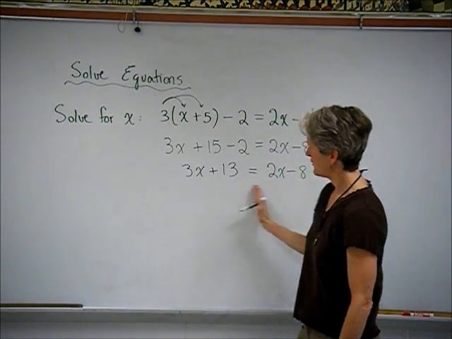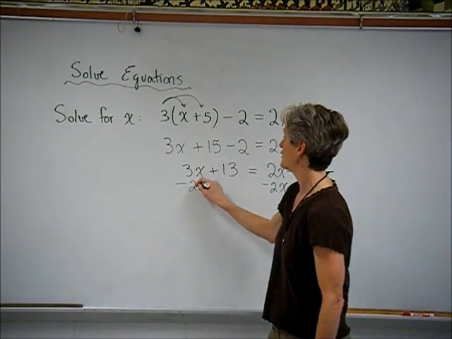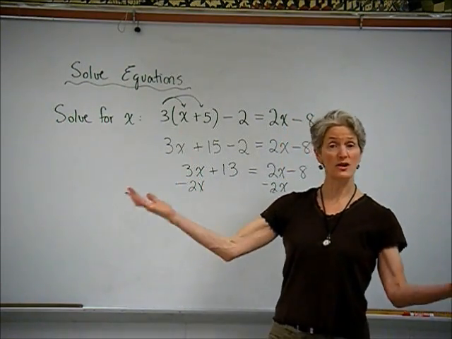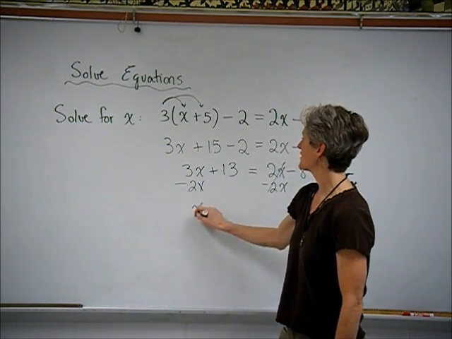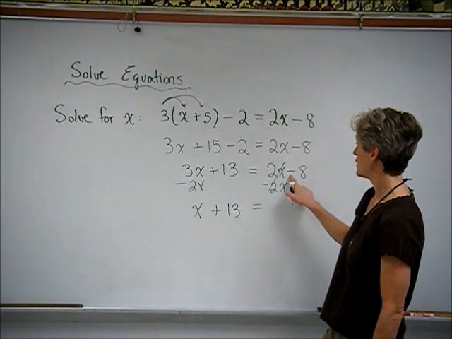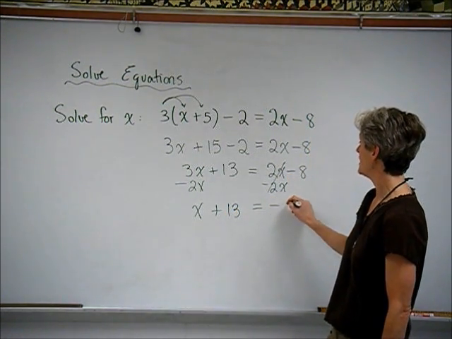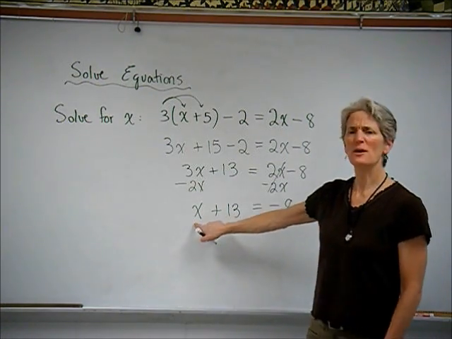Let's move our x's over here. I'm going to subtract 2x from this side. Of course, whatever you do to one side of the equation, you have to do the same thing to the other. So that gives me 3x minus 2x is x, plus 13 equals, don't forget that subtraction makes that 8 a negative. X is almost by itself.